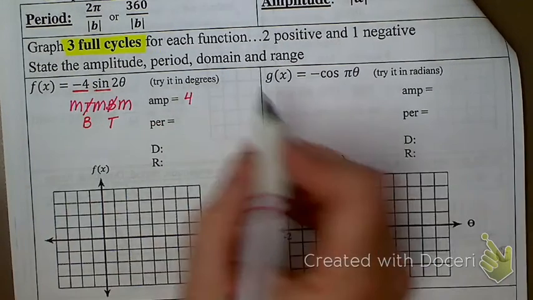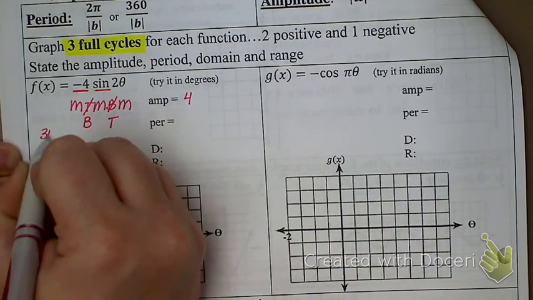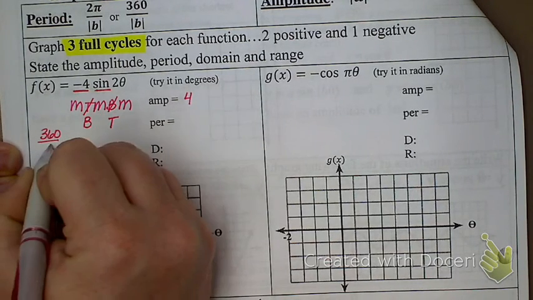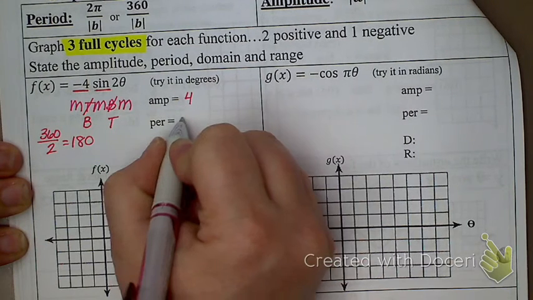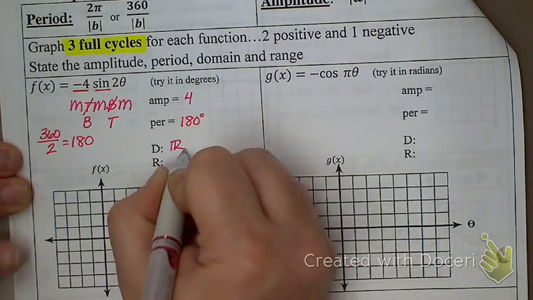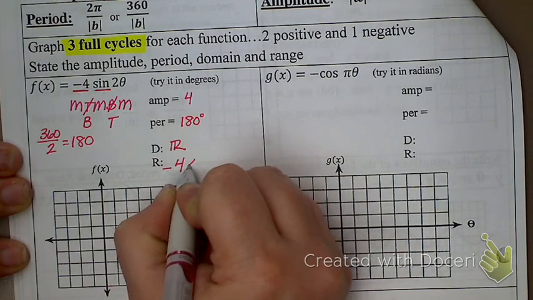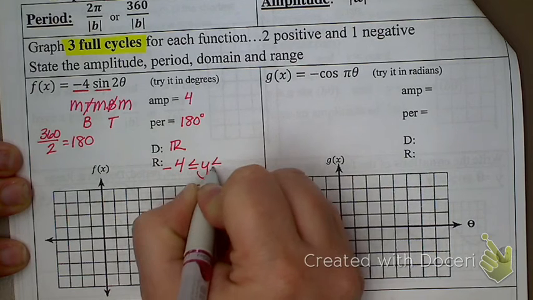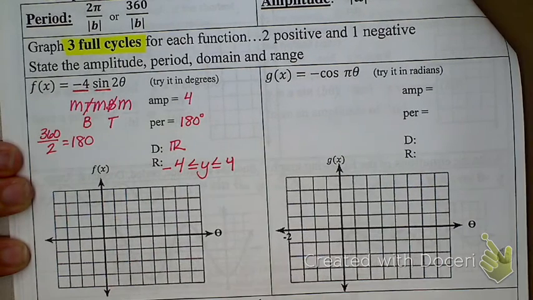Okay, we're doing this one in degrees, so to find the period I take 360 and divide it by b, which is 2, giving me 180. So the period is 180 degrees. My domain is always all real numbers for these, and the range, since my amplitude is 4, is going back and forth between -4 and 4. So I would write -4 is less than or equal to y is less than or equal to 4.